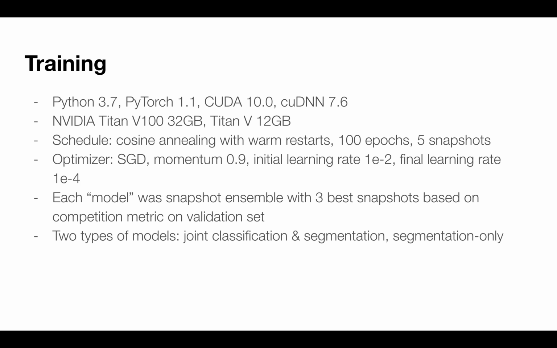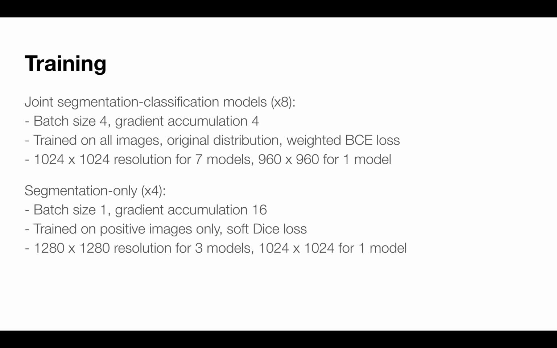We used stochastic gradient descent with momentum, initial learning rate 1 times 10 to the negative 2 to 1 times 10 to the negative 4. Each model was actually a snapshot ensemble with the 3 best snapshots based on the validation competition metric. 2 types of models were trained: joint classification and segmentation models, and segmentation-only models. For joint segmentation classification models, we wanted to train one model that could both segment out the pneumothorax region as well as classify images into pneumothorax and no pneumothorax.